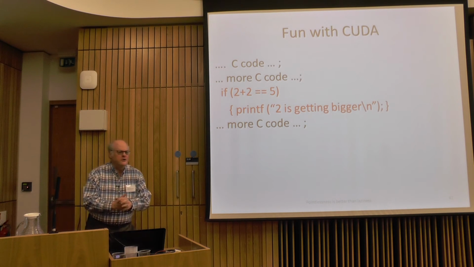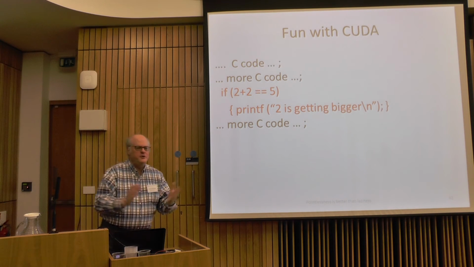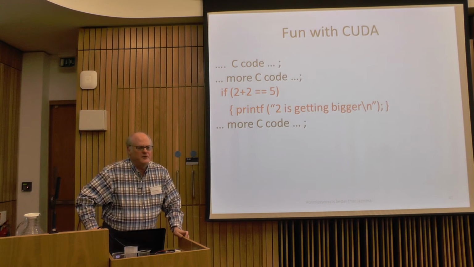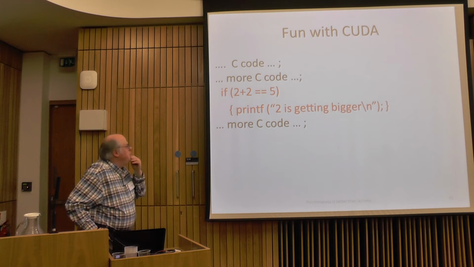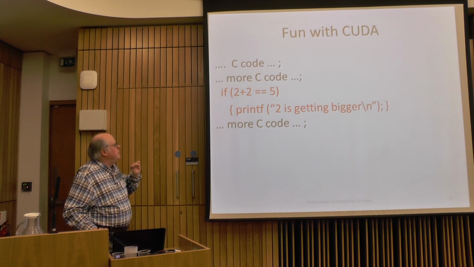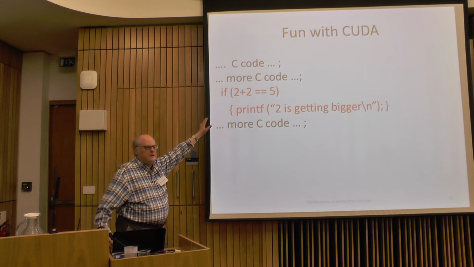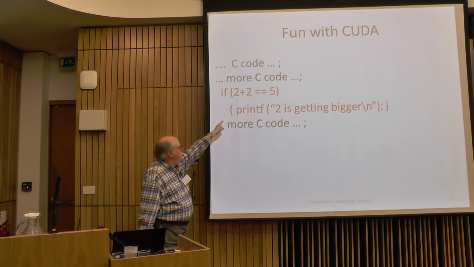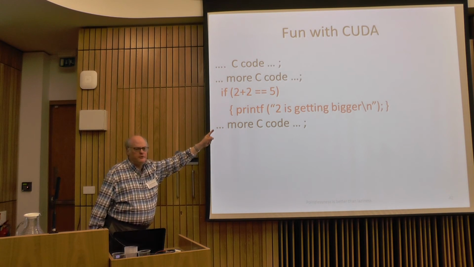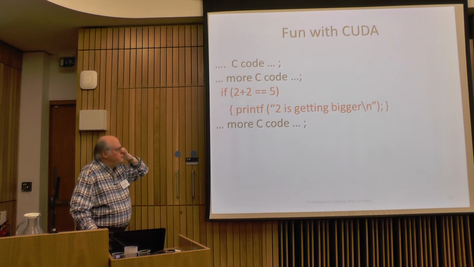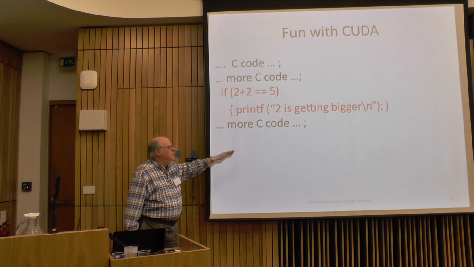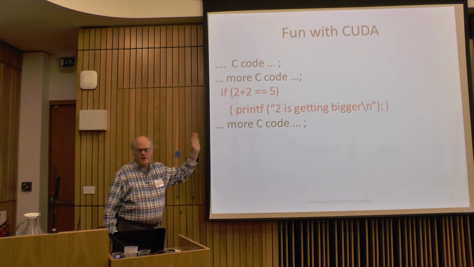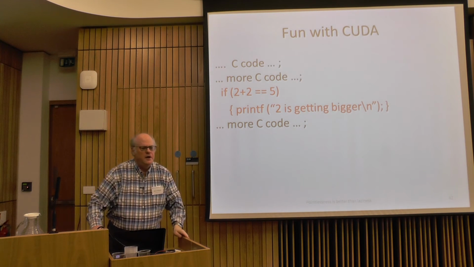I'd like to tell you something about CUDA for those of you who would like to prove programs correct. There are people who try to prove correctness of CUDA programs. Now, the code we've got is lots of C code, and there's this thing: if 2 plus 2 equals 5, then print "2 is getting bigger." And then we go on to more C code. Now, if you take out that red code, the program does not work.